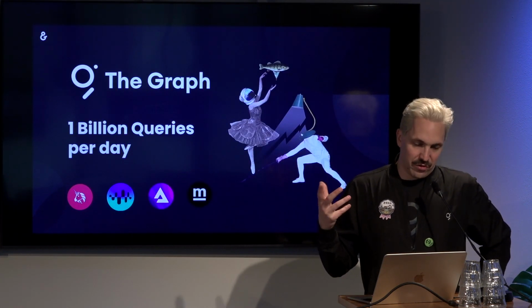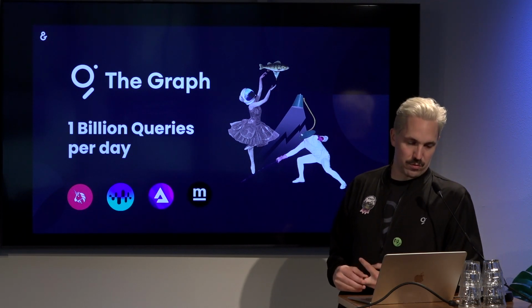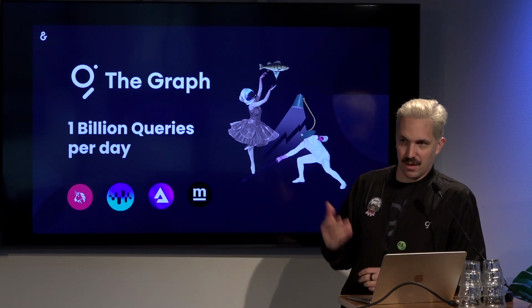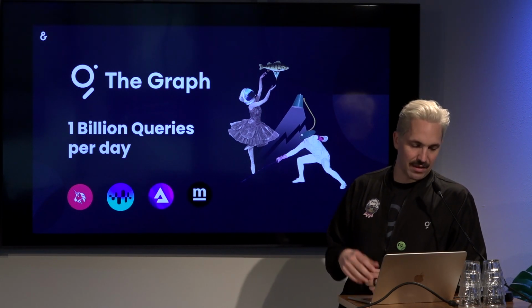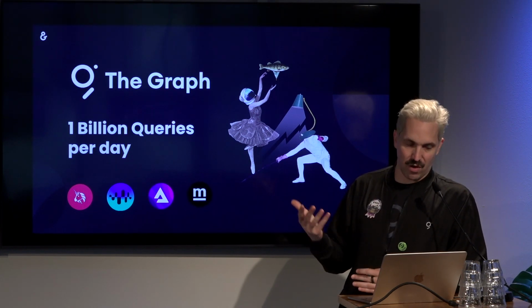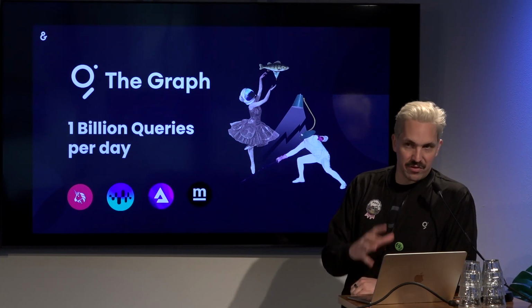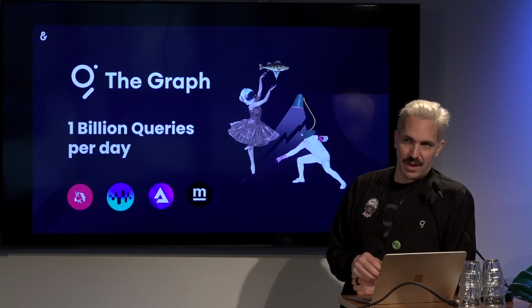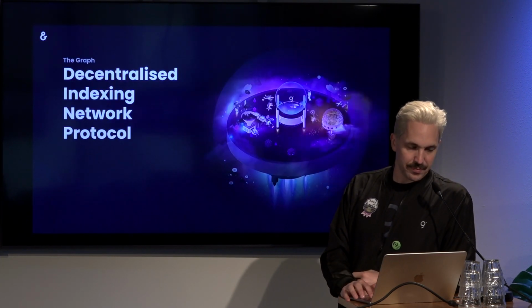On the hosted service, which was built as a proof of concept, we currently have 1 to 2 billion queries per day. Big names like Uniswap, Audius, mStable, Enzyme, and others are using The Graph. Some of them are using the decentralized network also. So it's really a fundamental part of the professional dApp stack, I would say.